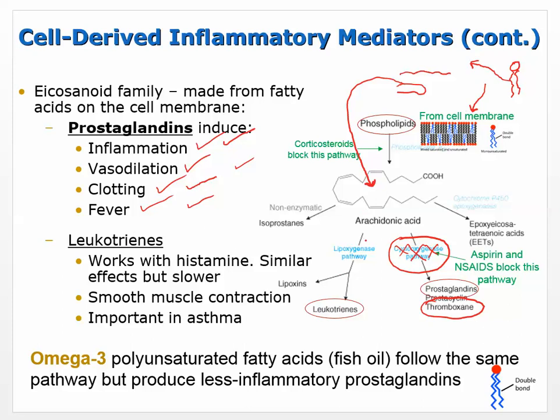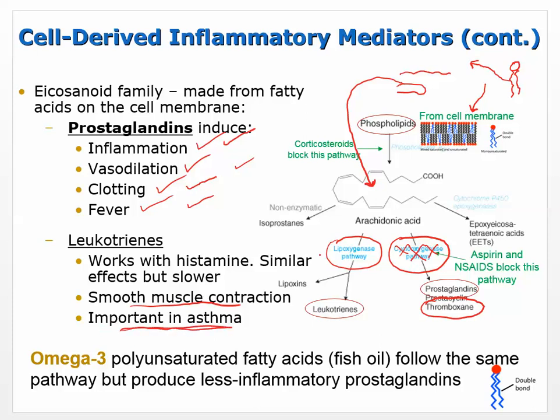So leukotrienes, which are made in a different enzymatic pathway called the lipoxygenase pathway, are produced from this arachidonic acid. But these work with histamines. They have a similar effect, but they're slower, and they are involved in smooth muscle contraction. When I say smooth muscle contraction in this context, think airways. Think that leukotrienes, when they're activated, can constrict the airways. Think asthma. So that means by blocking this pathway, then maybe you won't experience asthma, and they're trying to develop drugs based on that. So yeah, that's important in asthma.